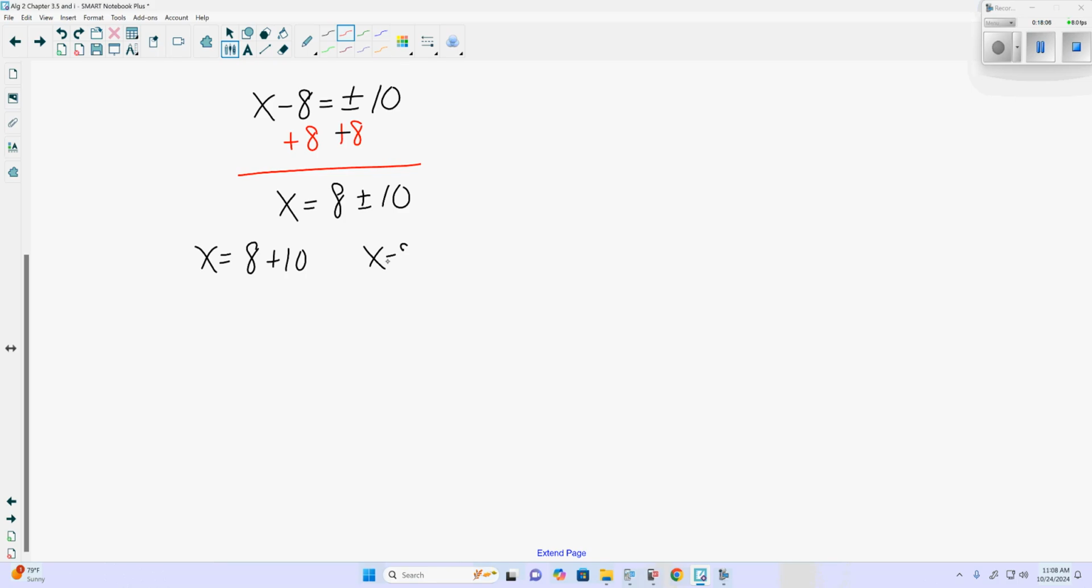We will indeed have two different answers, because our plus or minus is just saying that 10 is positive. We do have a positive 10 and a negative 10. But instead of rewriting two statements, we write a single one with plus or minus. So really what this is saying is that we have x is equal to 8 plus 10, or x is equal to 18. And we also have that x is equal to 8 minus 10. So x is equal to negative 2.